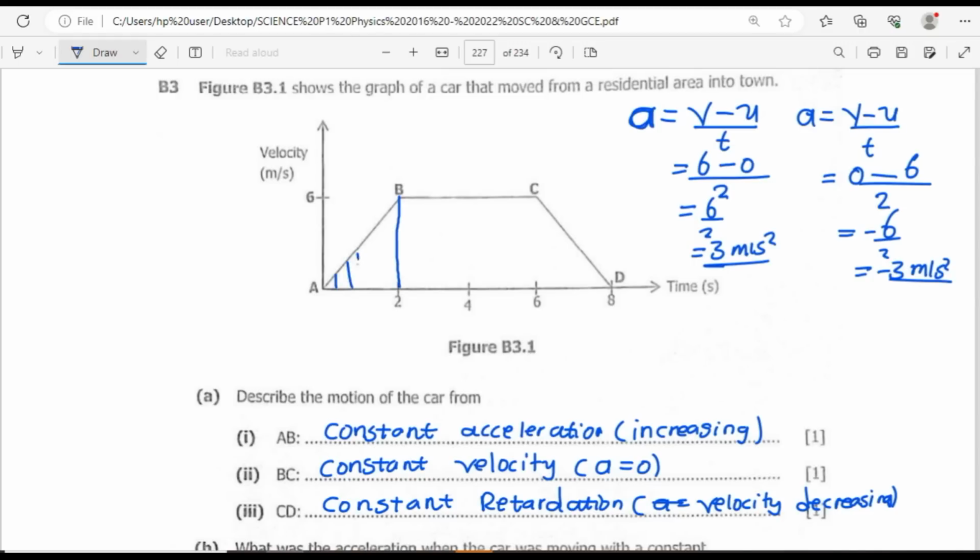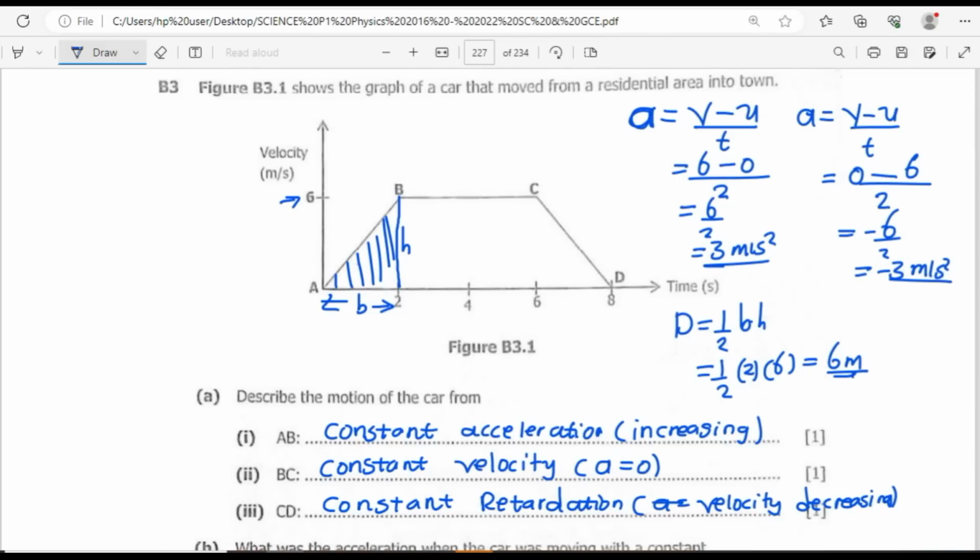So we know that here we have a right angled triangle. Whenever you are told to find the distance, you use this formula. Distance is equal to half bh if what you have is a right angle triangle. So b is this distance from here up to here, which is just 2. Then the height is this vertical distance, which is 6. So 2 times 6 is 12, divided by 2. We get 6 meters as our distance.